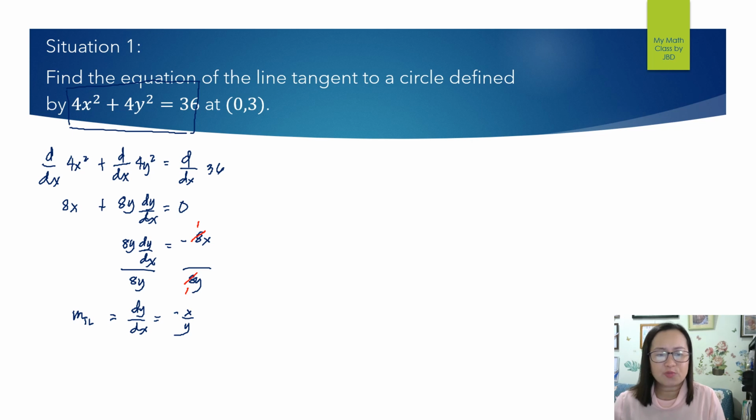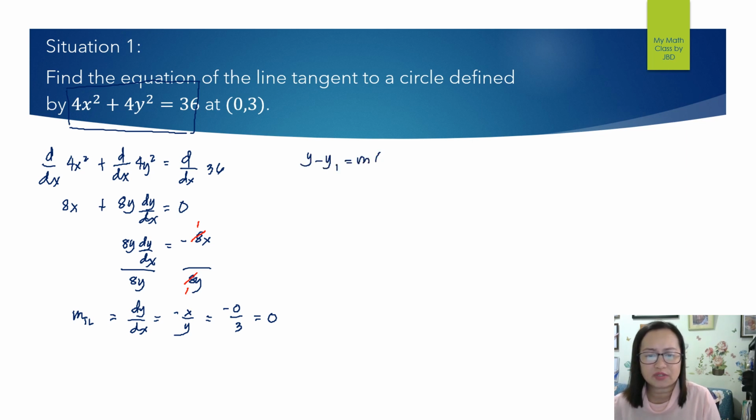Now, since the slope of the tangent line is given by negative x over y, substituting the coordinates of the point 0, 3, we will have negative of 0 over 3. Simplifying that, we will have 0. So therefore, the slope of the tangent line is 0, which implies that it is a horizontal line. Now to get the equation of the tangent line, we use the point slope form of an equation of a line.